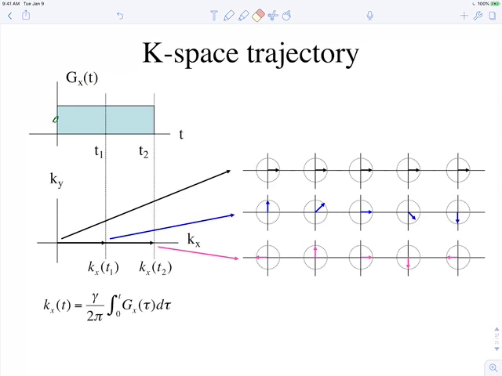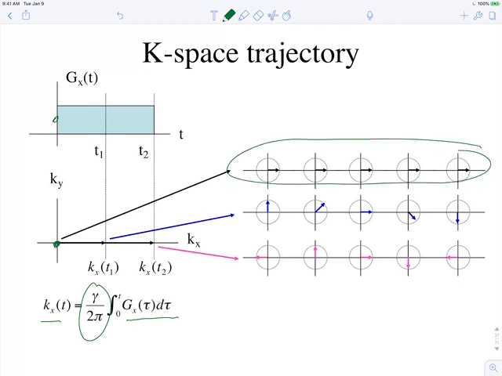Where we are in k-space is really simple. We just have kx equal to gamma over 2 pi times the area underneath my gradient. At time zero, have I accumulated any area? No, so I'm at the center of k-space, and the spins are all aligned. Now I accumulate some area here, so I move out from here to here in k-space, going along the kx direction. This causes this spin to precess faster and this spin to precess slower than the center spin, and so I end up with this spatial pattern here.